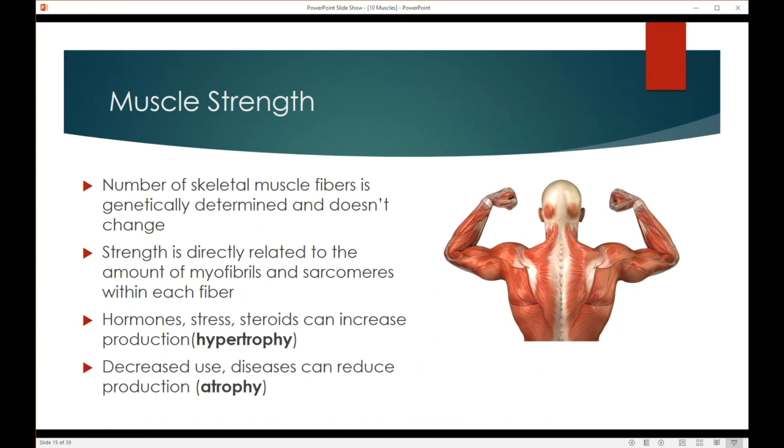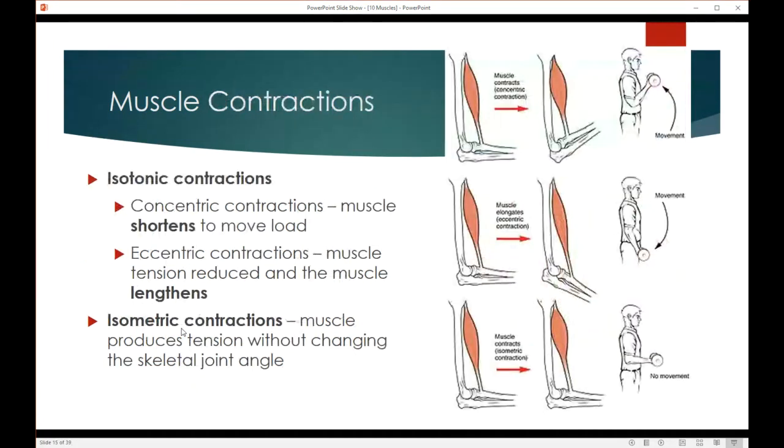The number of skeletal fibers themselves is genetically determined, and that doesn't change, right? So we're actually just wanting to change the amount of myofibrils and the sarcomeres within each fiber. So we can do what's called hypertrophy. This means that we can get very large. So hormones, stress, and steroids can increase the production. That would be hypertrophy. And then when we have decreased use, or if you have disease that reduces production, we can get atrophy.